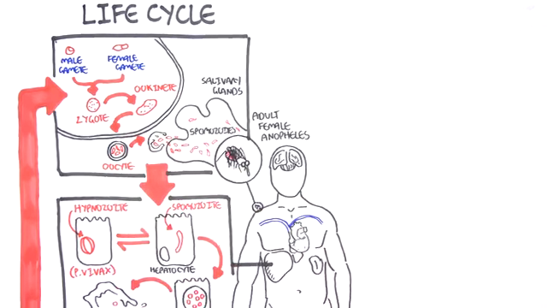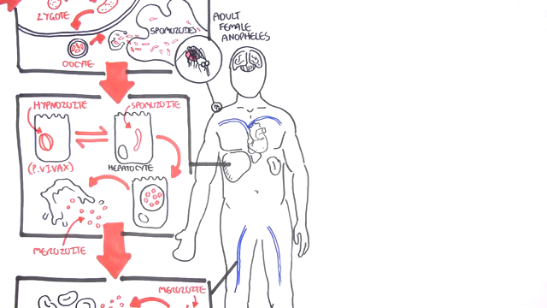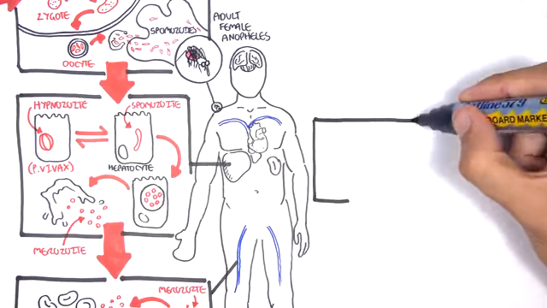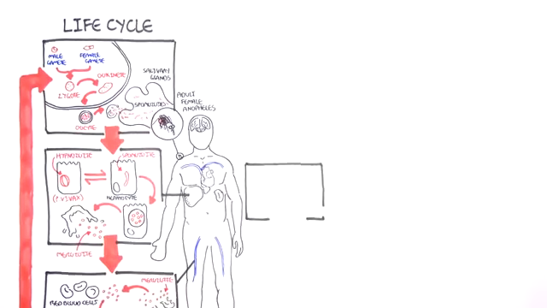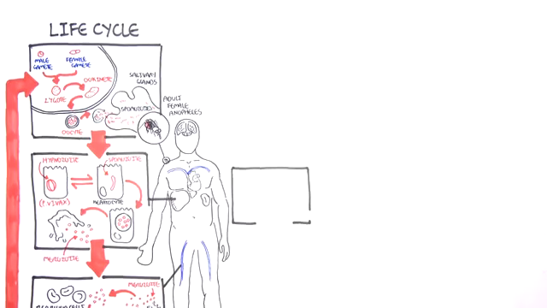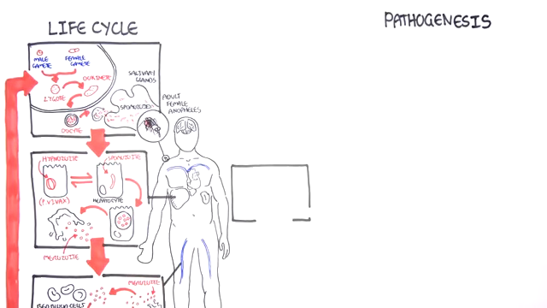So you can see how this cycle can become very vicious, repetitive, and can easily spread. Now that we know a little about the life cycle, let us concentrate on the pathogenesis, so what we see in the human in terms of clinical signs.